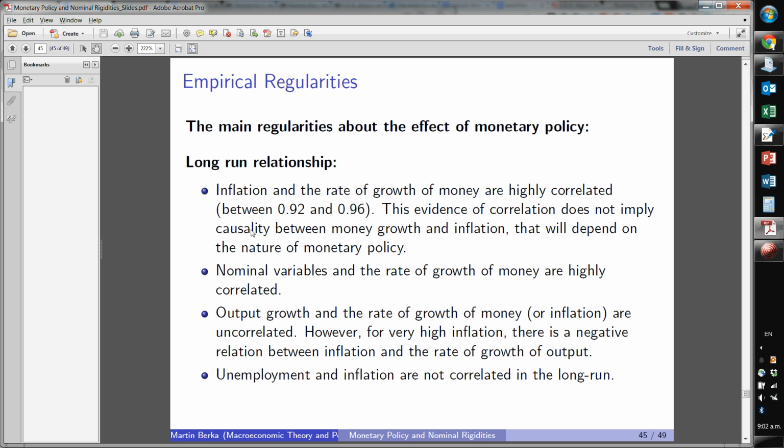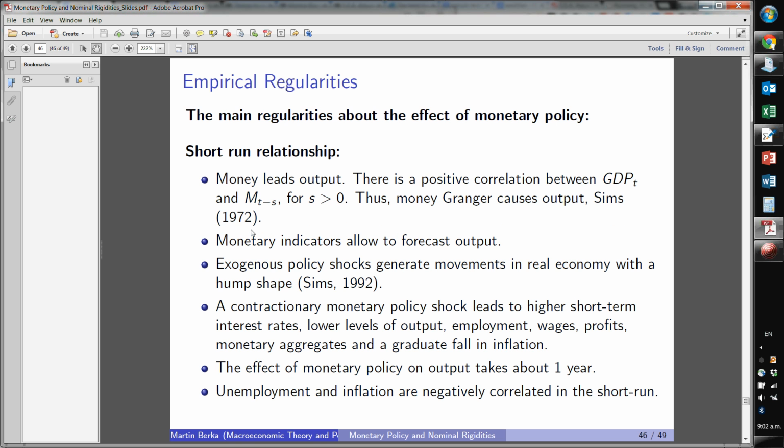But for very high inflation countries like Zimbabwe a few years ago, and other countries, if you have hyperinflation, then it's really bad. Typically, if you have very high inflation, then you actually have negative correlation with GDP growth. And for unemployment and inflation, the whole thing of the Phillips curve is only a short-run relationship. So in the long run, there is no correlation. The long run, short run is, of course, the way you would also expect.